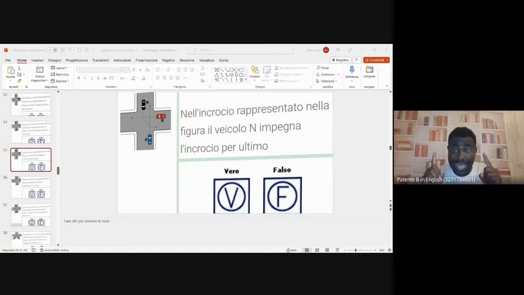Il primo veicolo che si impegna all'incrocio, N, is the first vehicle to engage or to enter into the road. Of course, you enter and you stop. And then the R passa, or transita, or attraversa. And then the A passa, transita, or attraversa. And finally, N, stopping in the middle, will now passa, transita, or attraversa.